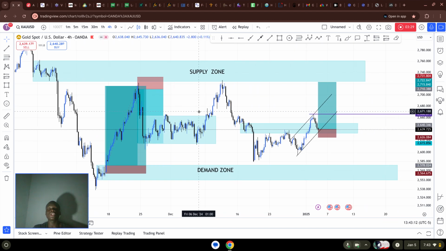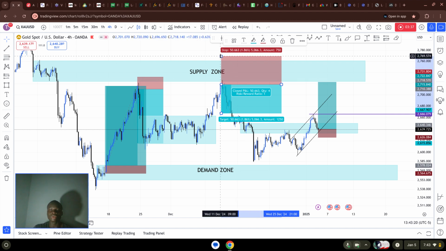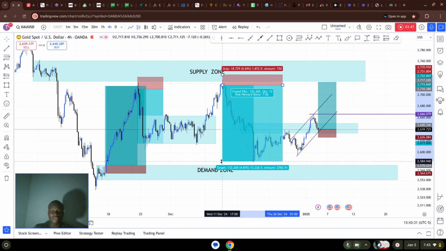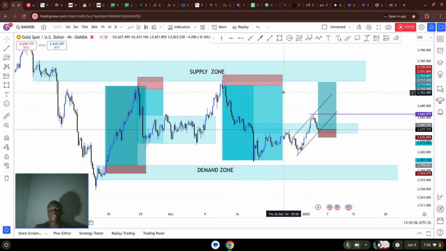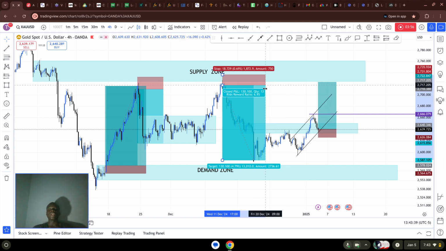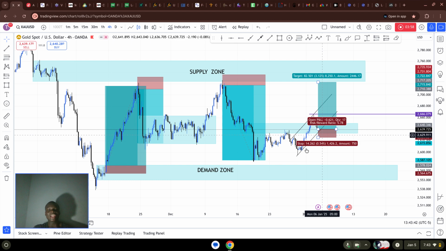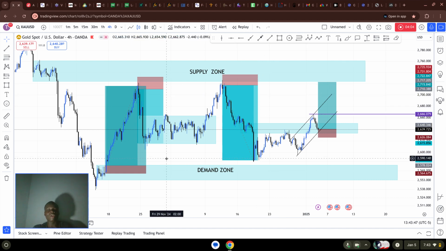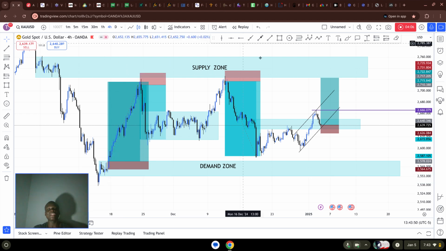Now the second touch in the supply zone. The market touches, so we take a market order entry and set our target. As you can see here, we have a very good entry. Now the market comes back here. What are we expecting? As you can see, we have our demand over here, so we wait for the market to come back to this point.